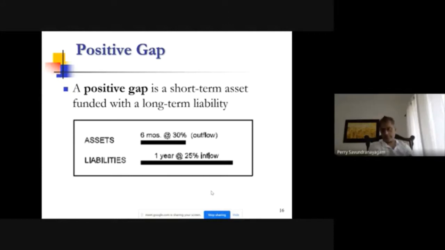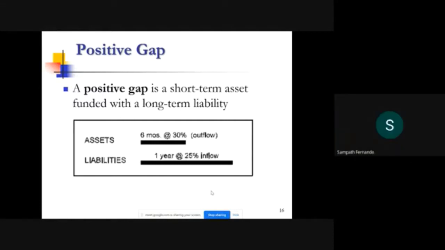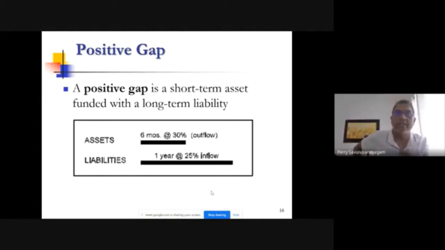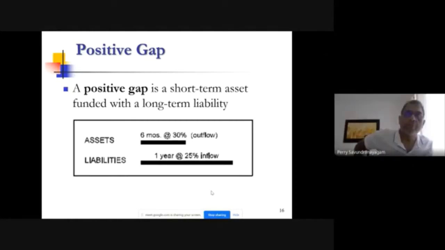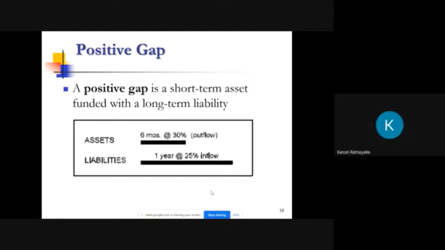Have you all done yield curves? Yes. If you plot a yield curve and say that your 3 months is 4%, 6 months is 5%, and 1 year is 7%, and you believe interest rates are not going to go up, where would you like to borrow? Short term. Short term, 4%.